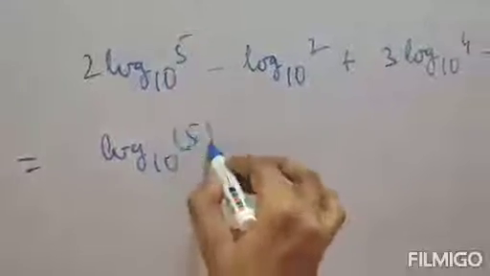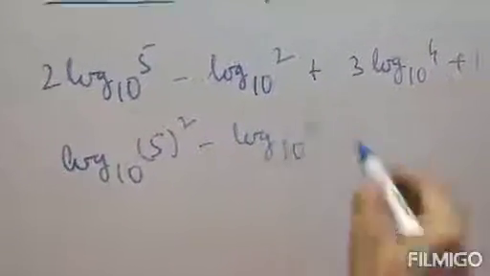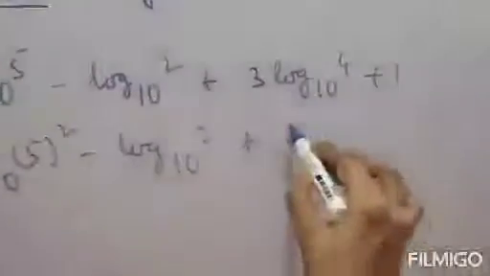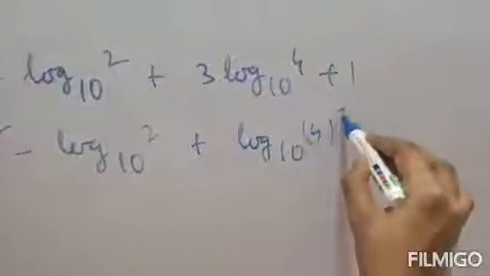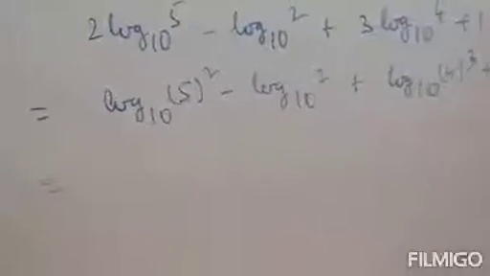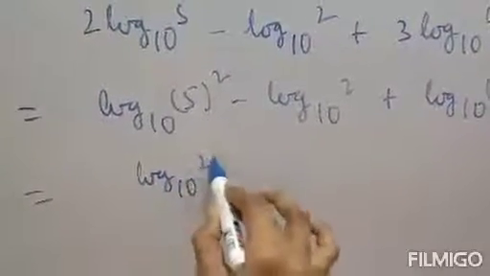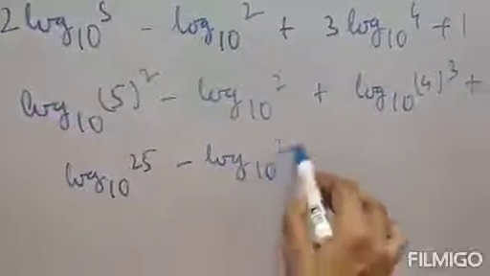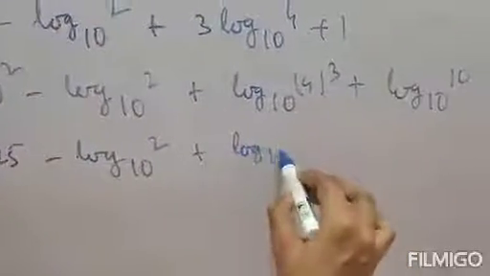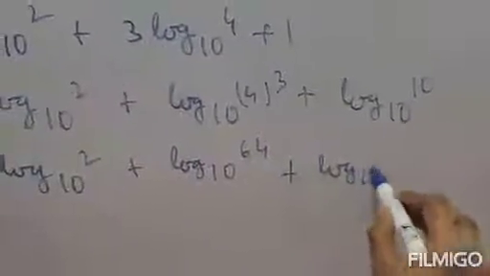Log base 10 of 5 to the power 2 minus log base 10 of 2 plus, applying the power formula, log base 10 of 4 to the power 3, and 1 we can write as log base 10 of 10, because the value of log base 10 of 10 is 1. So we replace 1 with log base 10 of 10. Clear? Now 5 squared means 25, so log base 10 of 25 minus log base 10 of 2 plus log base 10 of 4 cubed, which is 64, plus log base 10 of 10.